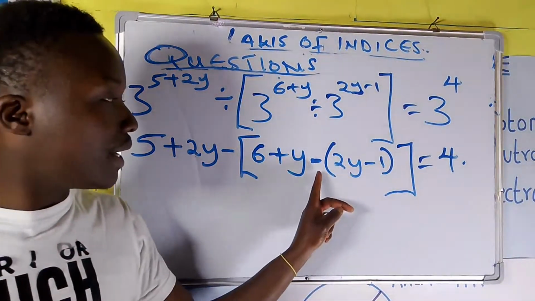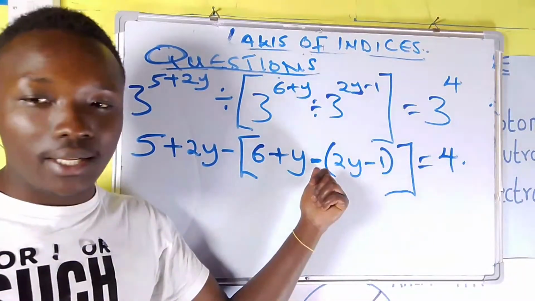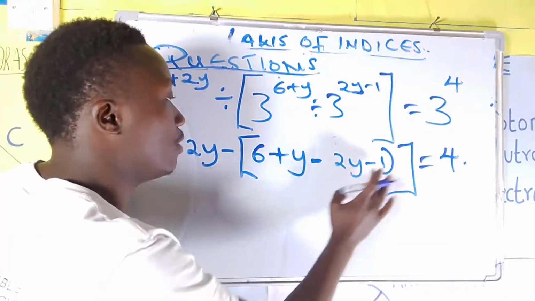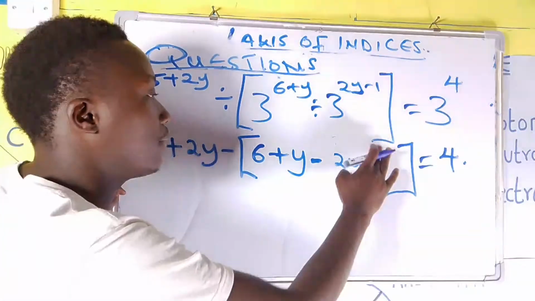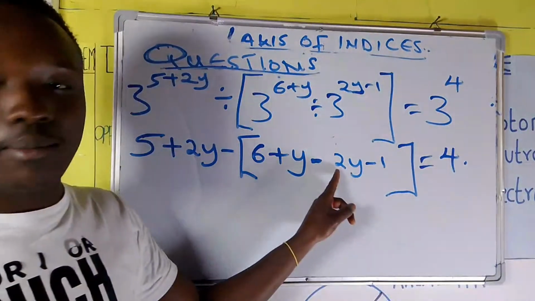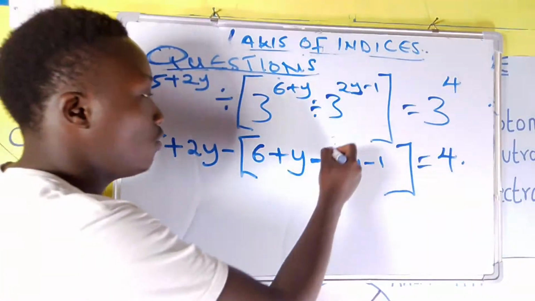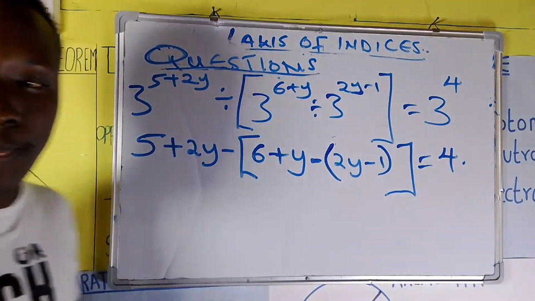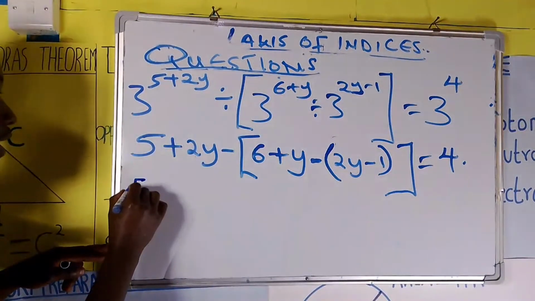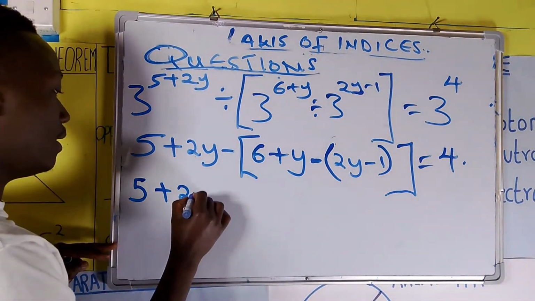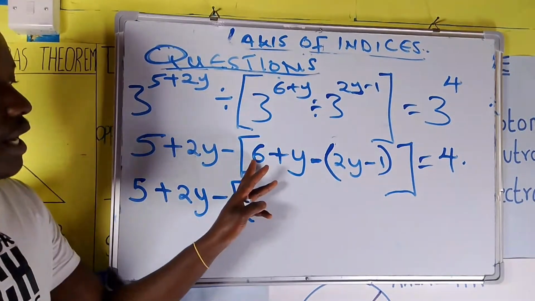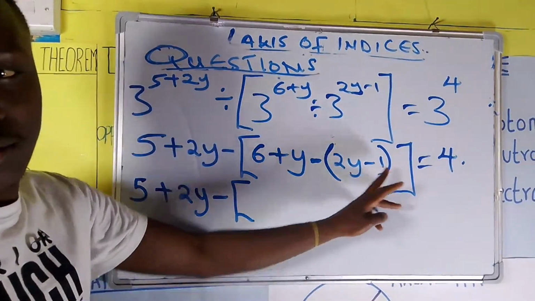Shida ni nyinyi wengi, najua mme subtract hapa, hamjaweka brackets, mmeiacha hivyo. Ukiacha hivyo umesubtract hii moja peke yake. But unafaa ikuwe na bracket ili hii subtraction subtract kila kitu. So ikiwa hivyo itakuwa 5 plus 2y minus, hii usikuwe na haraka nayo, juu huwezi solve hii ya kwanza bracket ya kwanza kama hujasolve hii ya pili.